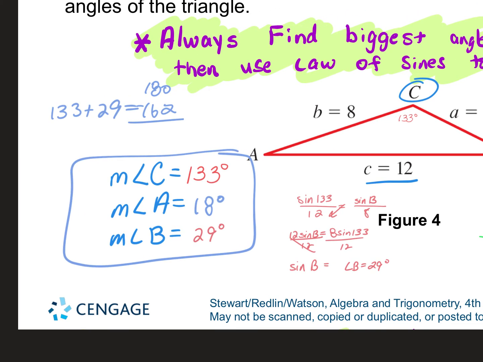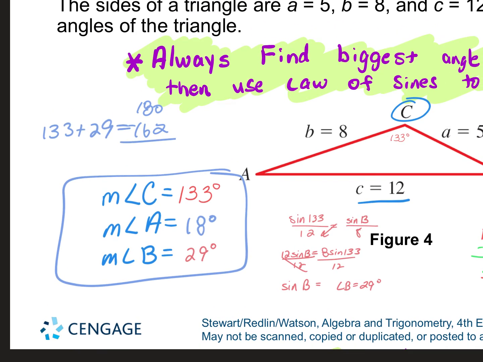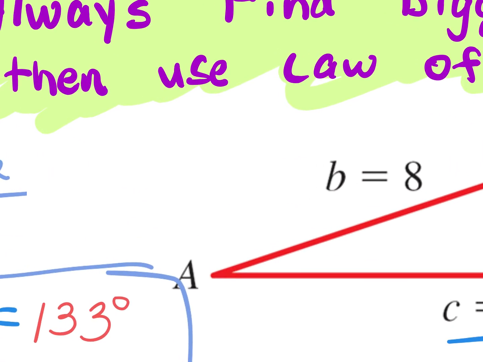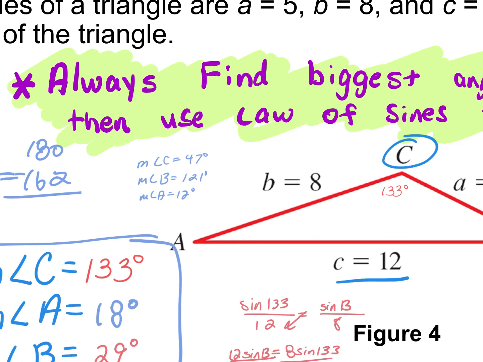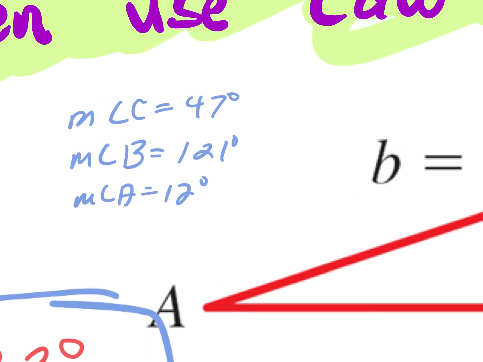So once you find the biggest angle or the longest side, your next step, then you can use the law of cosines, and then you can add and subtract. Now, what you guys need to do, just to make sure you didn't make any mistakes, right? What would happen if you got your answers and you got that the measure of angle C was 47 degrees, measure of B was 121, and the measure of angle A was 12 degrees. Just based upon the side lengths that are given, what's the problem with these angle measures?